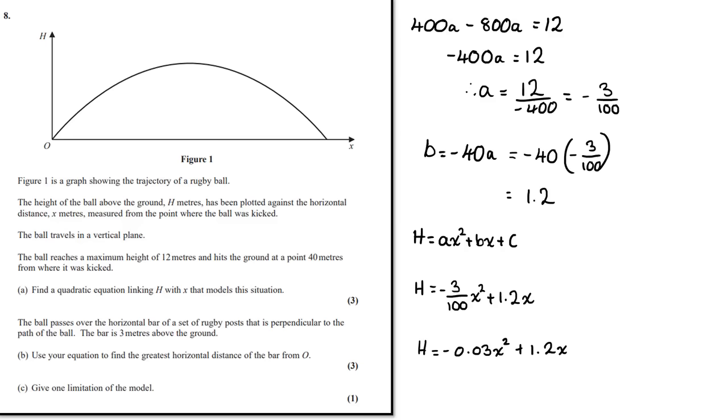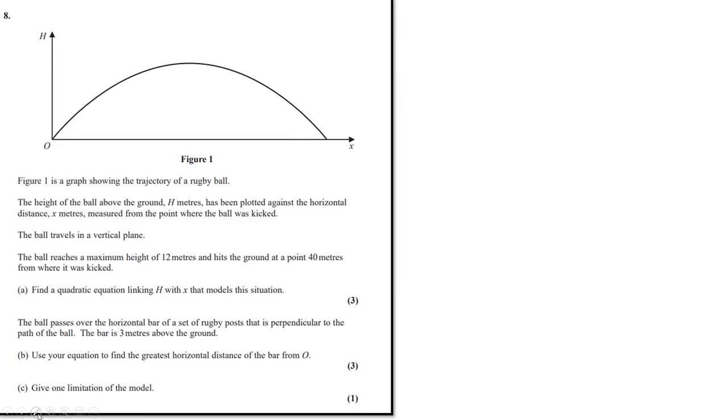So again, we're going to have to clear all this. This question is quite large. But make sure you've got this quadratic equation written down here. We will need it for part B. So for part B, we're told the ball passes over the horizontal bar of a set of rugby posts that is perpendicular to the path of the ball. The bar is 3 meters above the ground.